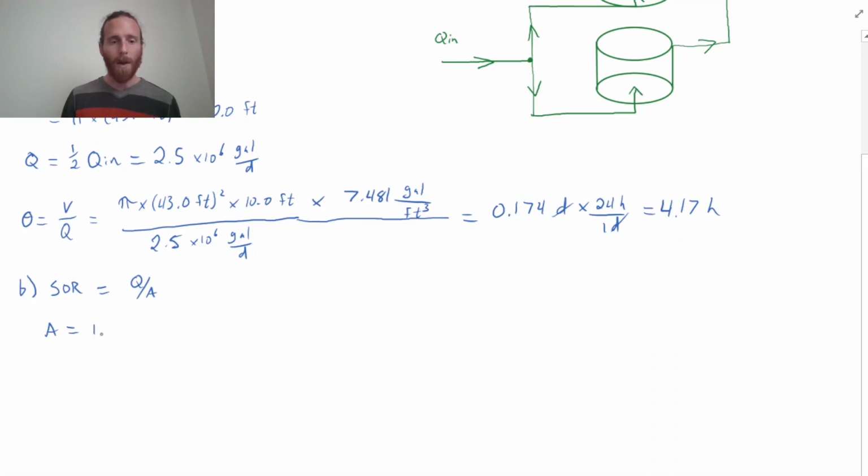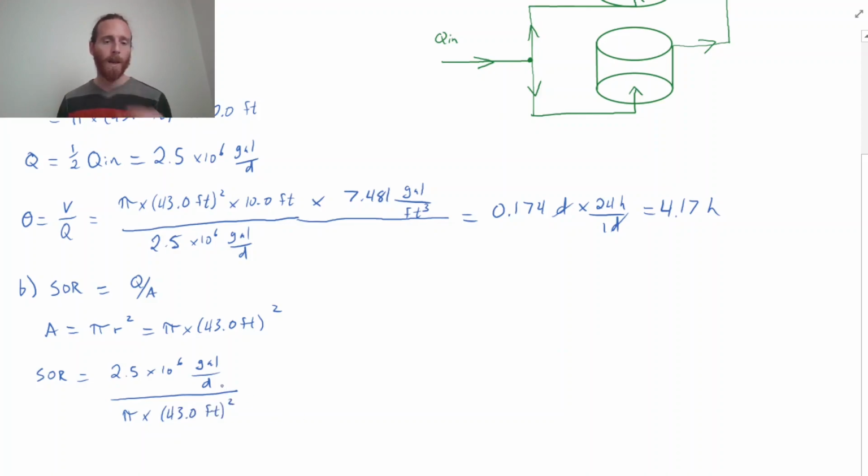A is pi r squared. It's pi times 43.0 feet squared. And let's plug that into the final equation like that. We have 2.5 times 10 to the 6 gallons per day over pi times 43.0 feet squared. And remember that we wanted the units of feet cubed per feet squared per hour. Now, we're going to need to replace the gallons with cubic feet and replace the days with hours. So might as well do that now.